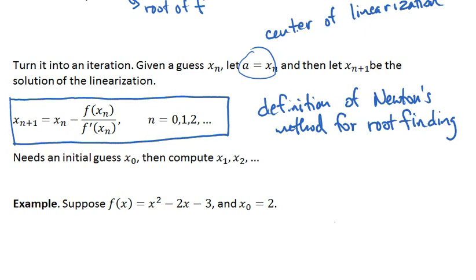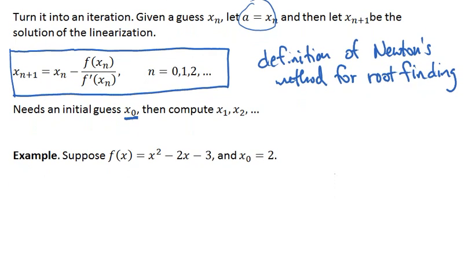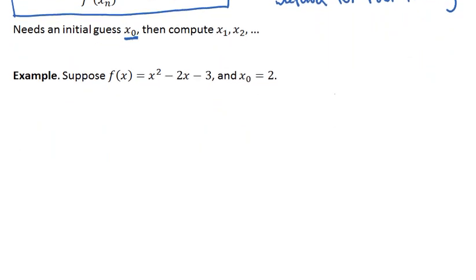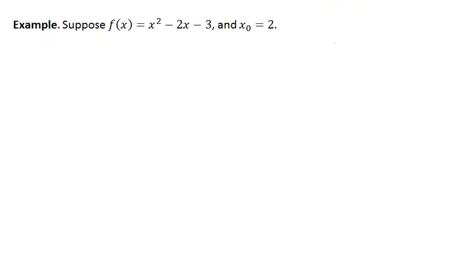Given a function f(x), we need to start with an initial guess x_0. Then we set n equal to 0 in the formula, and that tells us how to find x_1. Then we set n equal to 1, and that tells us how to find x_2, and so on. For example, here's a function which is a quadratic polynomial. To use Newton's method, we also need the derivative of f. It's easiest just to write that out here: 2x minus 2, or 2 times the quantity x minus 1.